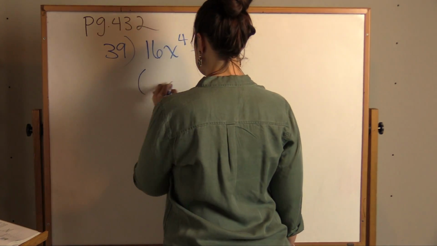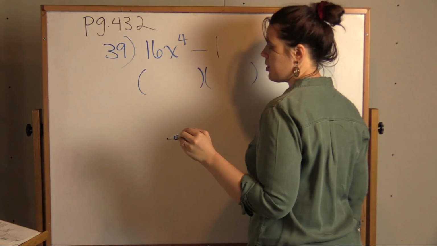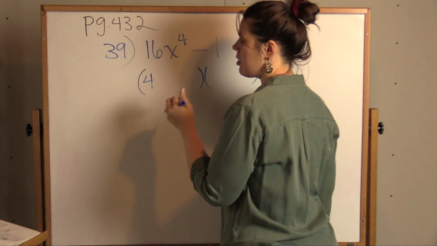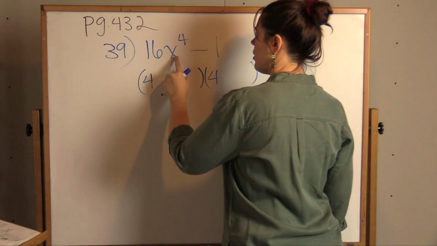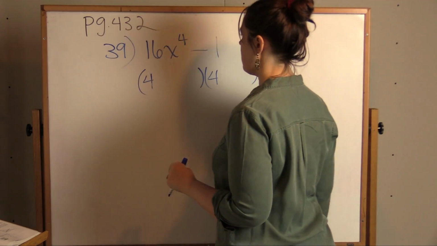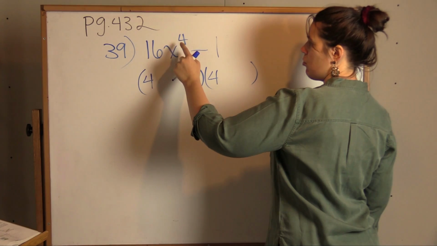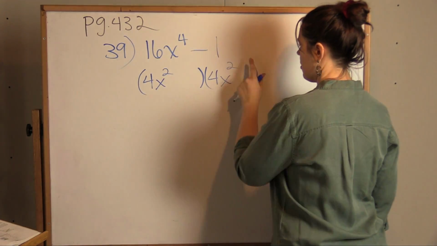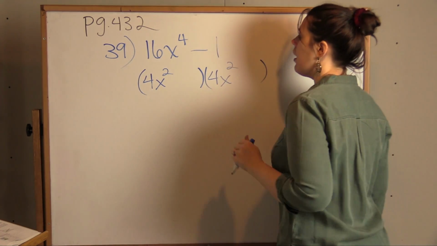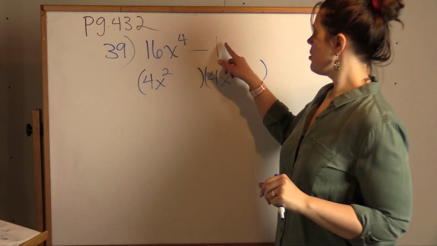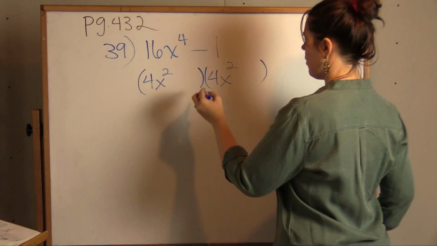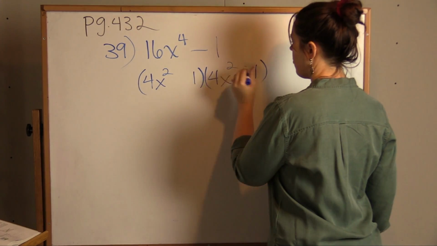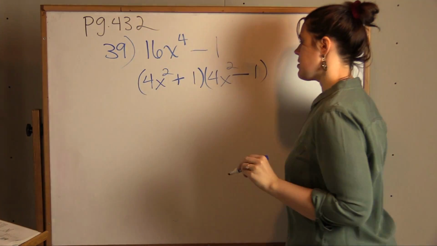So I'm going to go ahead and break this up into my binomial times binomial. So 16, square root of that is 4. Write that twice. The way you square root the exponent is by dividing it by 2. So 4 divided by 2 is x squared. Write that twice. Spread this out a little. And then square root of 1. So obviously 1. 1 times 1 is 1. And for the signs, 1 is positive, 1 is negative.